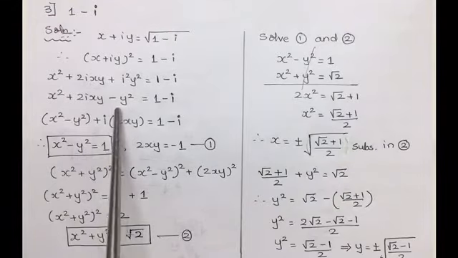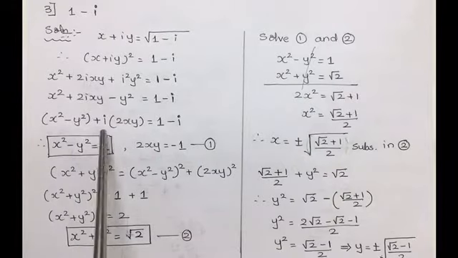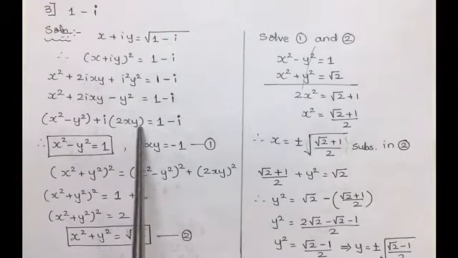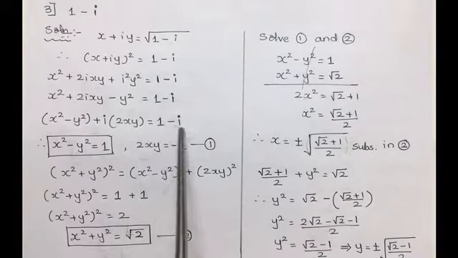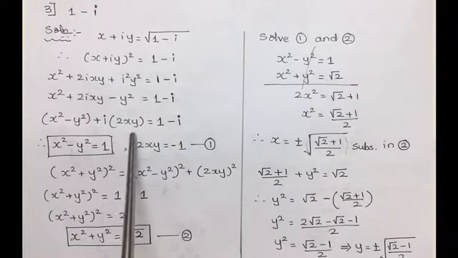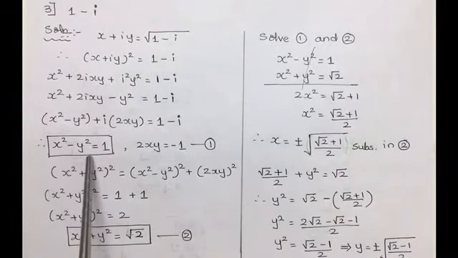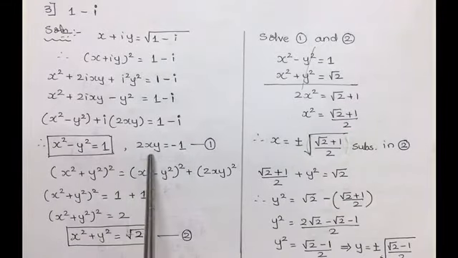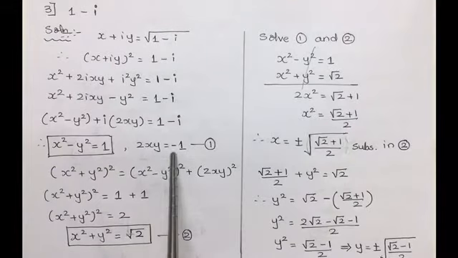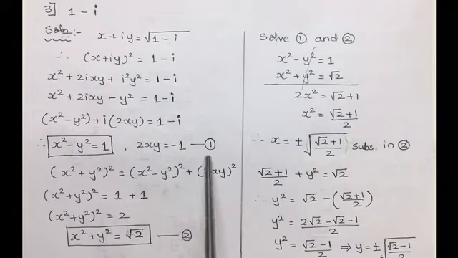Now taking the reals with reals and imaginary with imaginary, we get x square minus y square plus i 2xy is equal to 1 minus i. Comparing real with real, imaginary with imaginary, we get x square minus y square equal to 1 and 2xy is equal to minus 1. This statement we will always mark as 1.